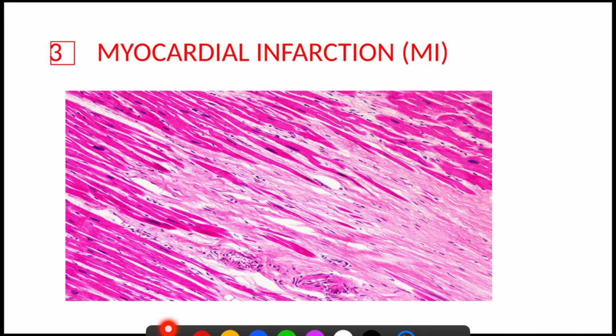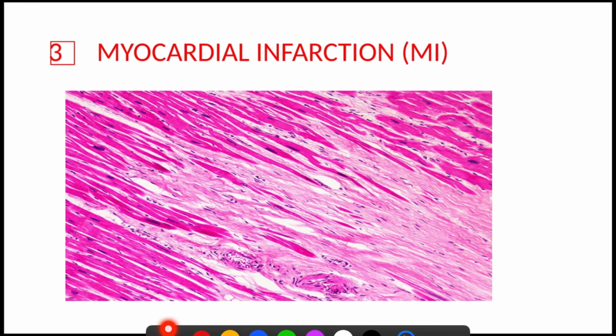Now this is the slide of myocardial infarction. So here in general pathology you have to remember what is infarction. So infarction is basically a tissue cell death due to ischemia. So here it is coagulative type of necrosis. Here these are the cardiac myocytes, and here the infected area is present.